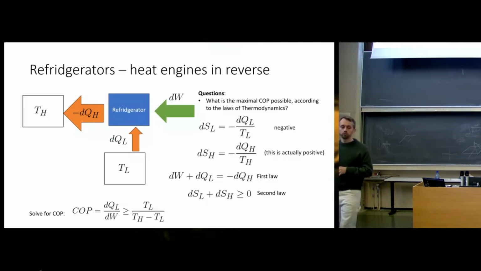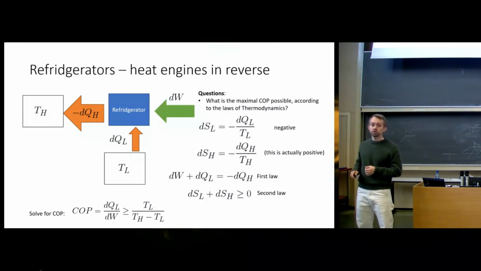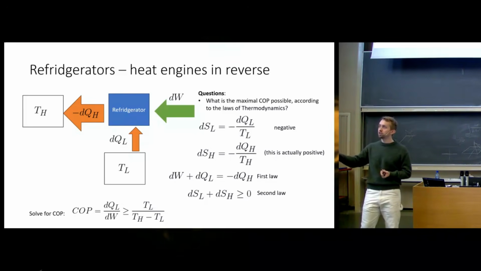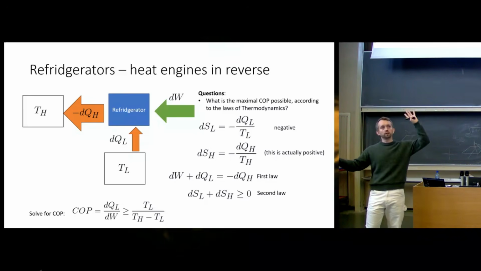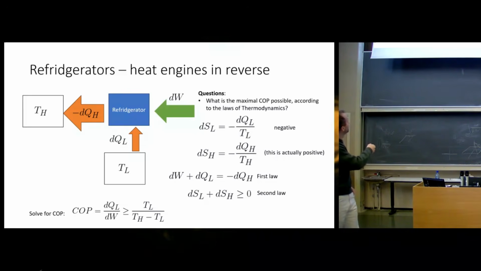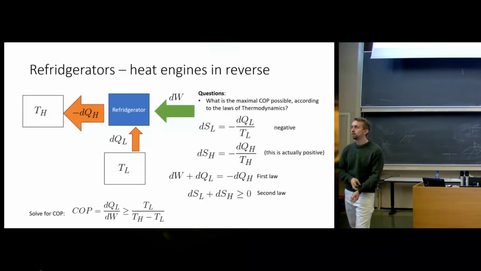And then you use the first law to get the conservation of energy. You know that the entropy in the universe has to increase. That is, the entropy decrease in your fridge has to be counterbalanced by the entropy production in the environment. That's the second law. And you use those equations to solve for dQL divided by dW. And at the end, you get this equation here. Yes?